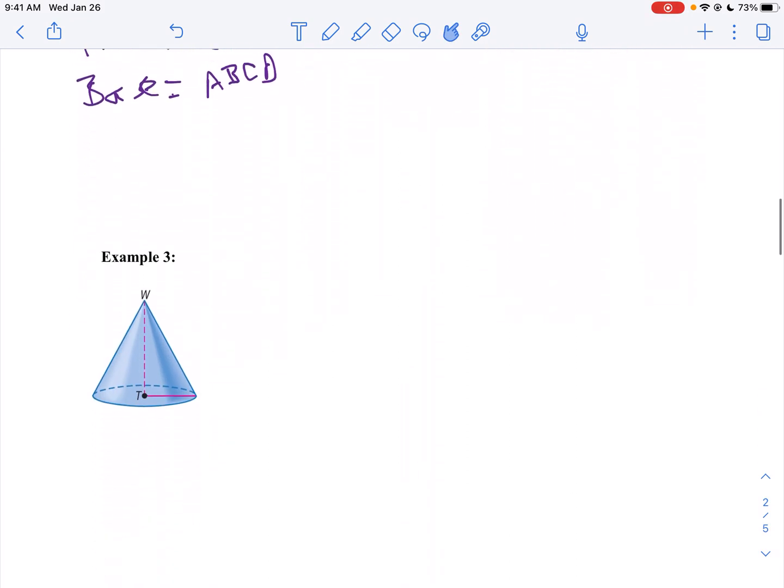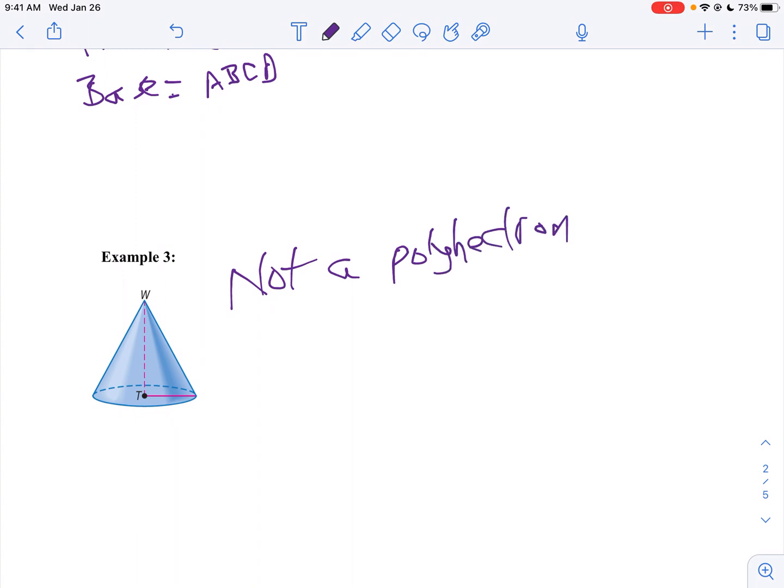Now take a look at example 3. That is not a polyhedron because it has a circle. However, we do have a name for it. It's a cone.